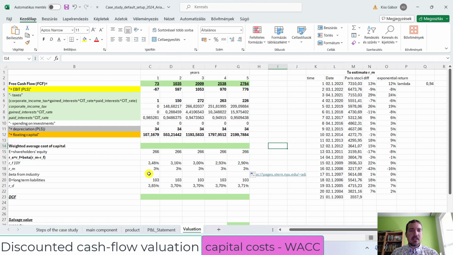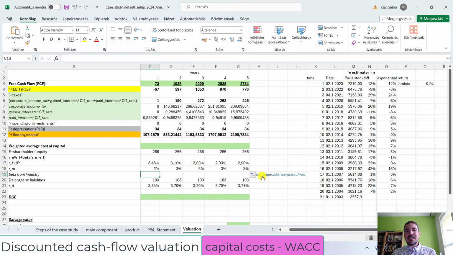Okay, now last thing, we need a beta. Obviously, we could calculate it manually by taking the covariance between the share price return and the Paris Stock Exchange market index, and then we should divide it by the variance of the Paris Stock Exchange index. But this is a private company, so we don't have the data.